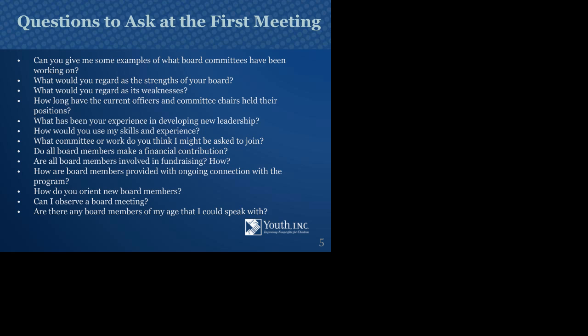I'd want to know how long the current officers and committee chairs have held their positions. You want to see an organization that rotates its leadership. You don't want to see the same people. You don't want an organization where the same person's been the chair for 20 years. That tells you that they've got a problem, right? Either that person won't get out of the chair, or they can't find anybody else to get into the chair. So it's an issue. You could ask them, why has this person been there for 20 years? And it'd be interesting to see what their answer is.